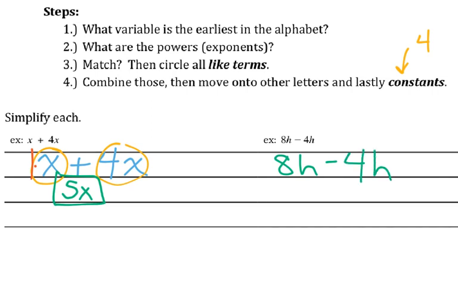I see only the letter H. I know that because they have the same power, I can combine them. And I also know that 8 minus 4 is 4H. You'll notice that I didn't circle them this time.